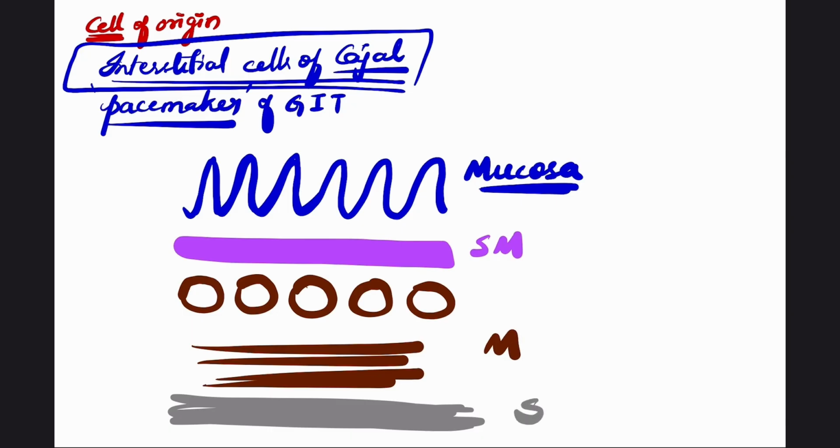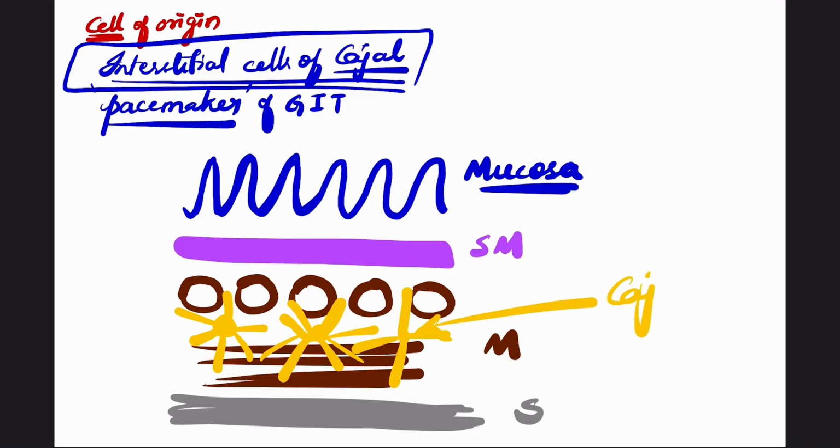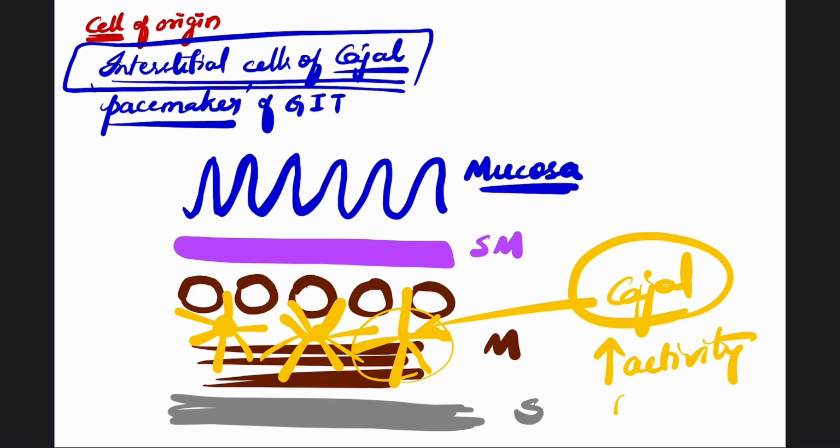The pacemaker cells, that is the interstitial cells of Cajal, are present in between the muscle bundle fibers, between the inner circular and outer longitudinal layers. Because of certain mutations, the activity of the Cajal cells increases, with increased cell proliferation. They proliferate in an uncontrolled way, and uncontrolled proliferation eventually leads to a tumor. Hence, ultimately it leads to GIST. So this is all about the histology part.